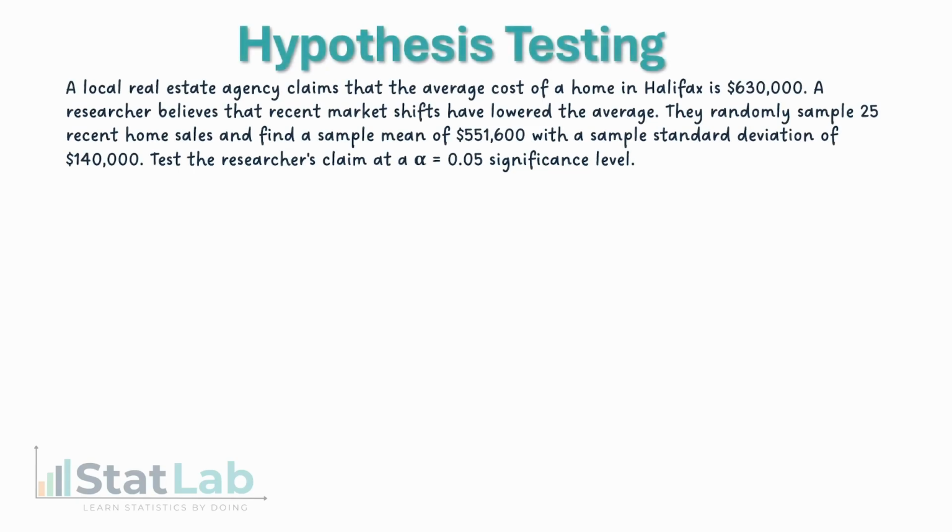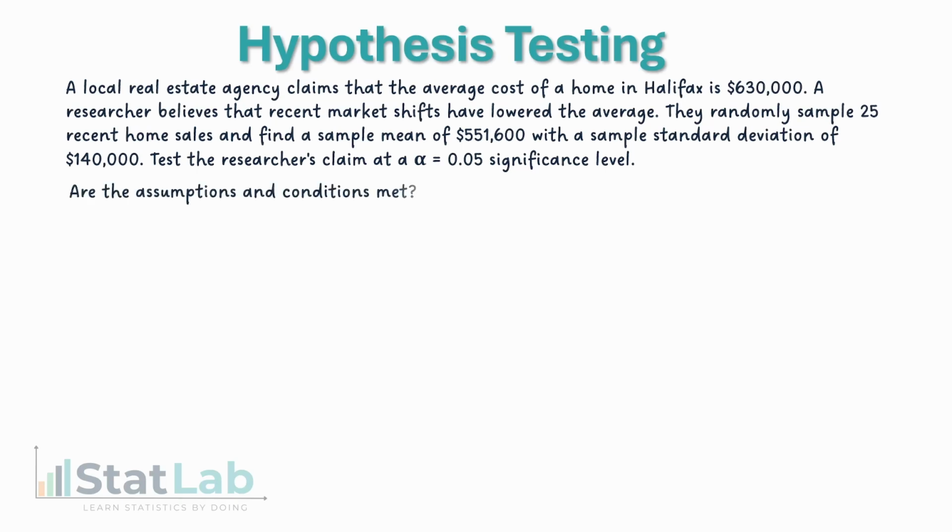So now let's take a look at an actual question, because it makes a lot more sense when we use real things. A local real estate agency claims that the average cost of a home in Halifax is $630,000. A researcher believes that recent market shifts lowered the average. They randomly sampled 25 recent home sales and find a sample mean of $551,600 with a sample standard deviation of $140,000. Test the researcher's claim at a significance level of 0.05.